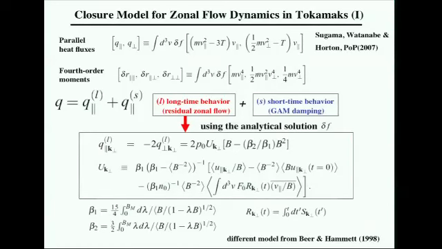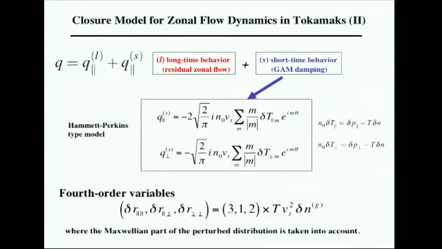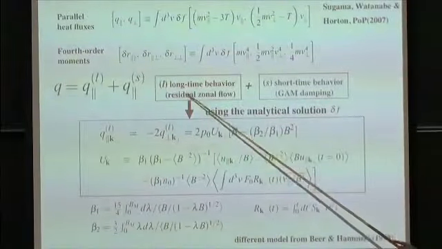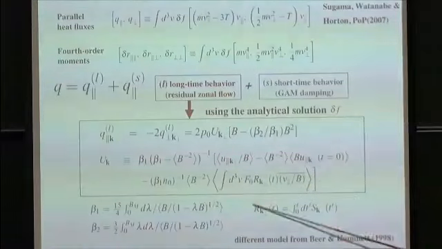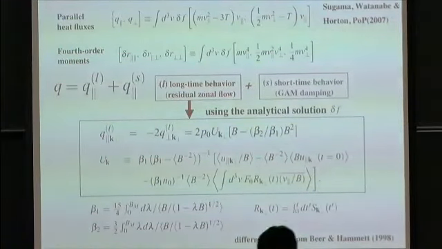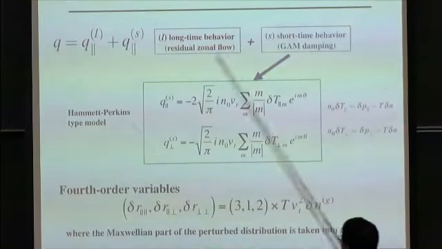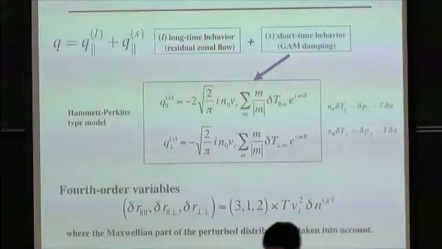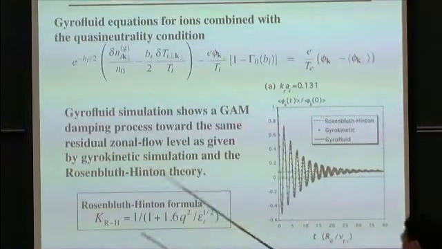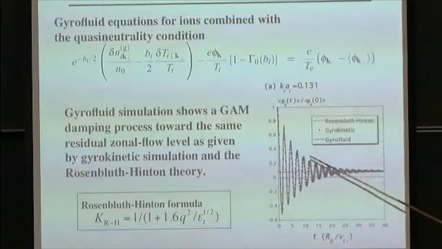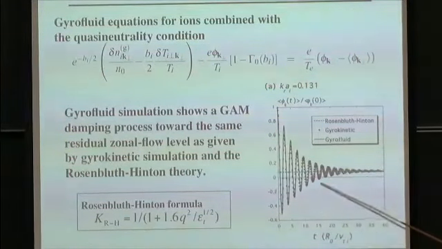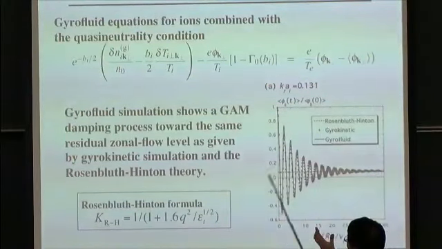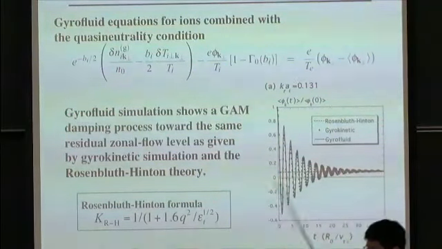Okay. Here, closure is done for parallel heat fluxes, divided into long time behavior related to residual zonal flow, and short time behavior related to GAM damping. For the short time GAM damping part, we also used the Hammett-Perkins type model, and we have confirmed that this closure model is in good agreement with gyrokinetic simulation results in terms of residual zonal flow for the ITG relevant case, k rho i smaller than unity.